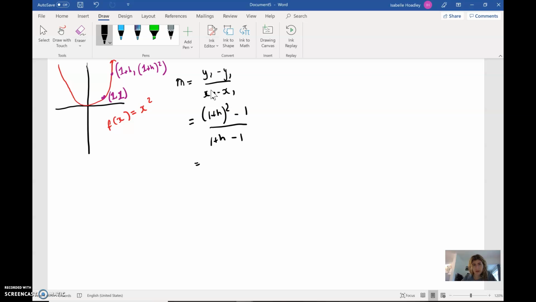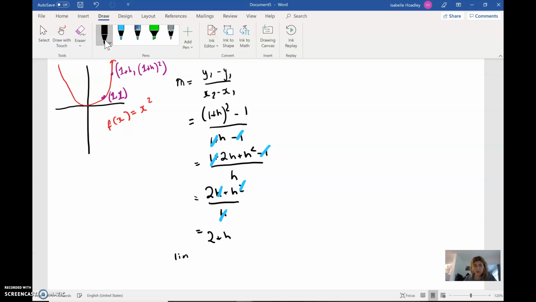Our denominator, we're going to have x2, which is 1 plus h, minus 1 again. If we expand this out, we end up with 1 plus 2h plus h squared minus 1, over, and we should be able to see that this 1 and this 1 cancel. What we're left with is h. We can then take away 1 from the numerator, and we're left with 2h plus h squared over h. From here, again, we can cancel out our h's. Once you've gotten rid of everything else, you're only left with h's, so you can cancel out that denominator. What we're left with is 2 plus h.